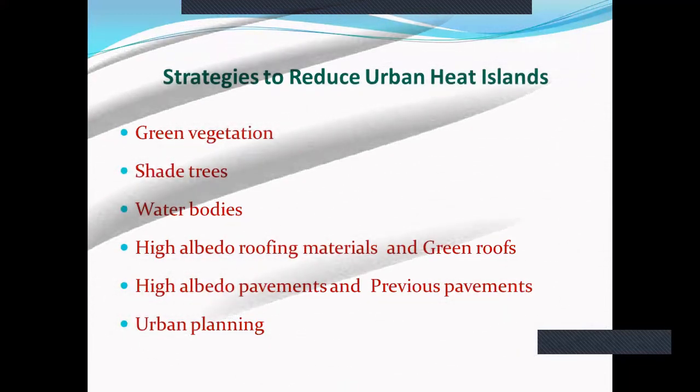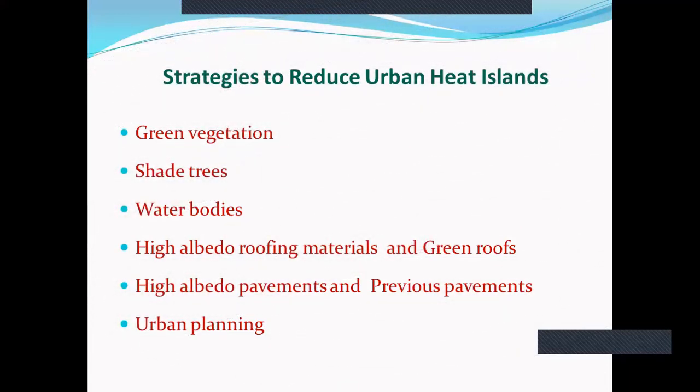Now, strategies to reduce urban heat islands. First one, green vegetation. Increasing the amount of vegetation is one of the most effective strategies to mitigate the effect of the urban microclimate. Trees have a direct effect on the heat island effect by their evapotranspiration. Temperature usually decreases by 0.6 Kelvin for each 10% addition of vegetation.